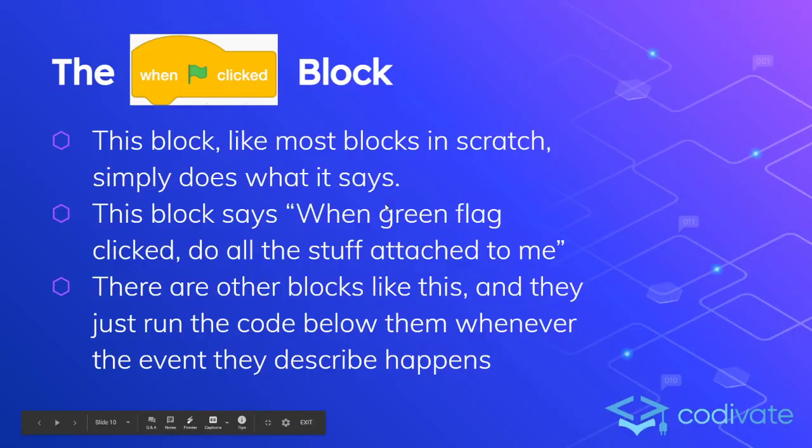Now we can move on to blocks, starting with the most important block. It is the when green flag clicked block. Now, if you just read it out loud, it says when green flag clicked, which doesn't make sense. So what about when green flag clicked? That's because you need to have something else with this block, otherwise it doesn't do anything. What it means is, when the green flag is clicked, it's going to do all the stuff that's attached to it. And we'll see how that works later. Basically, if I had blocks attached to this, it would run them when I click the green flag.